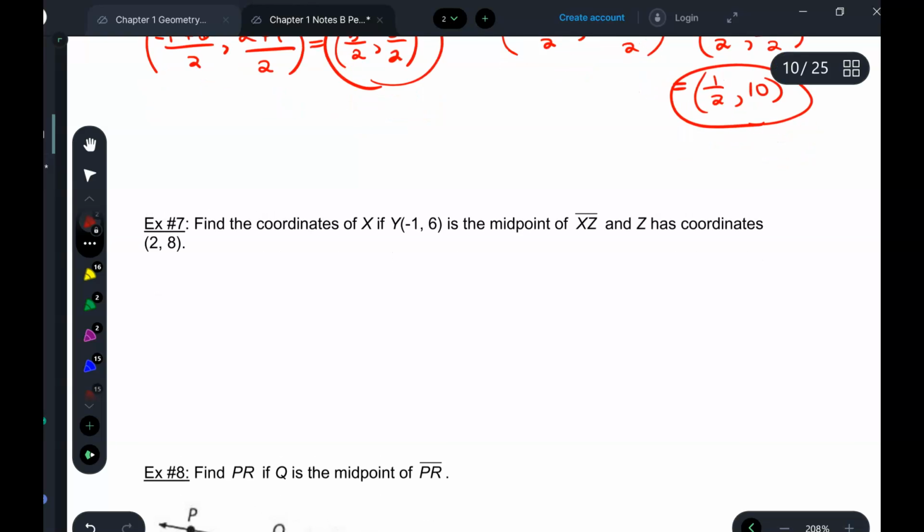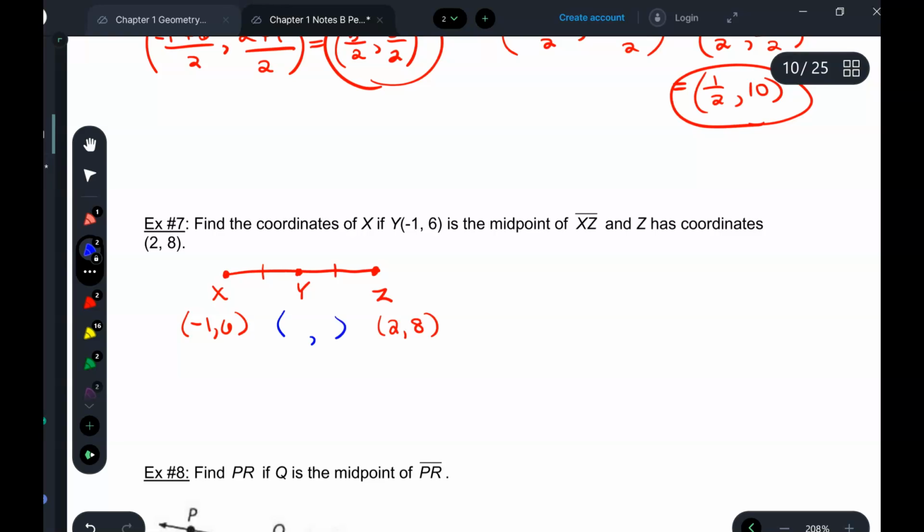All right, find the coordinates of x if y is the midpoint of xz. Let me explain. So here's x. Y is right in the middle, so these two are congruent. And this is z. So if x is -1, 6, and z is 2, 8, what we want to find out is what's right in the middle of that.